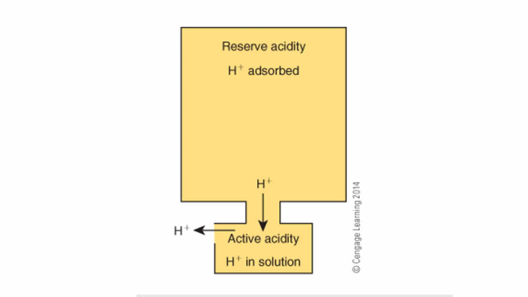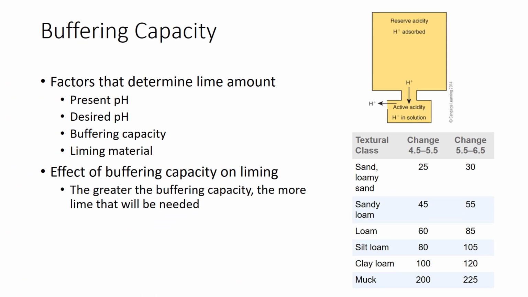Thus, soil resists a pH change so long as the large bin is well stocked with hydrogen ions. Resistance to a pH change is termed buffering, and the ability of a soil to do so is buffering capacity. The greater the buffering capacity of the soil, the more lime must be applied. Buffering capacity of a soil depends on the amount of clay in the soil, the type of clay, and the amount of humus, essentially the cation exchange capacity.